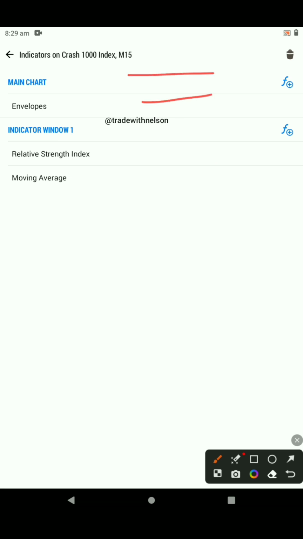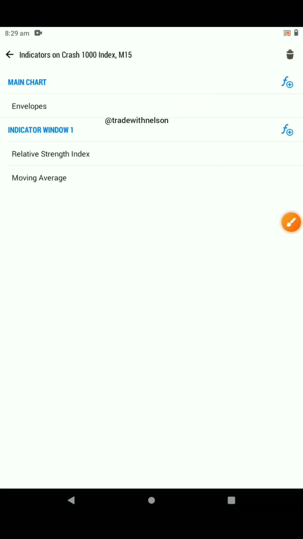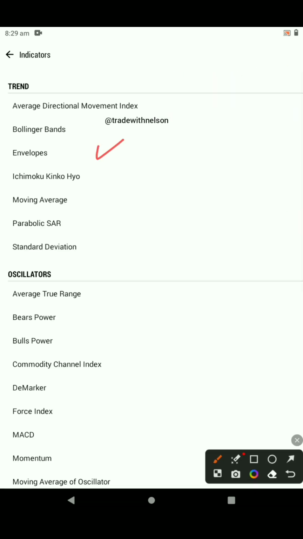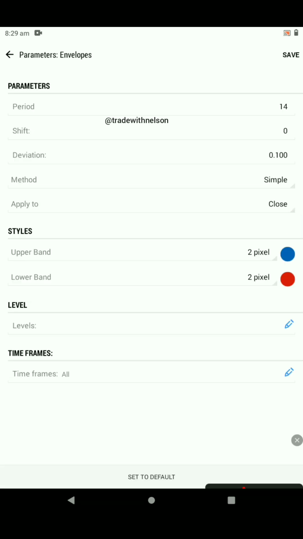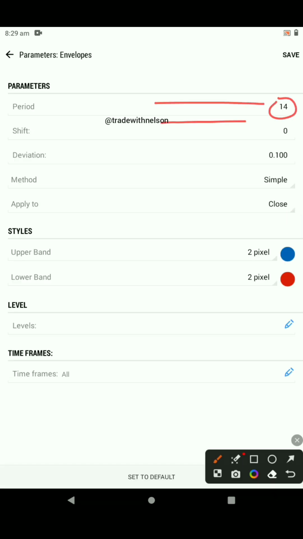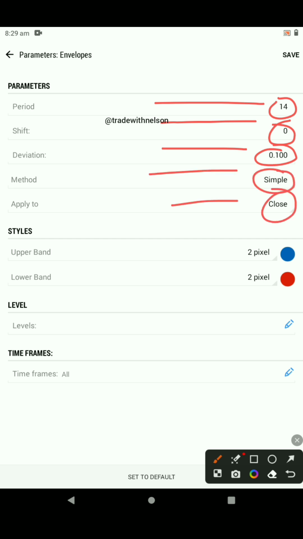To select the envelopes, click on the F icon on the main chart. Envelopes, click on that. Make your period to be 14, shift to be 0, deviation to be 0.10. Method simple, apply to close. For the styles, make it 2 pixel and select a color of your choice. After that, click on save.